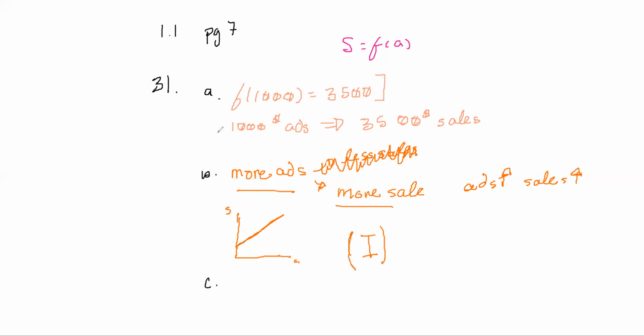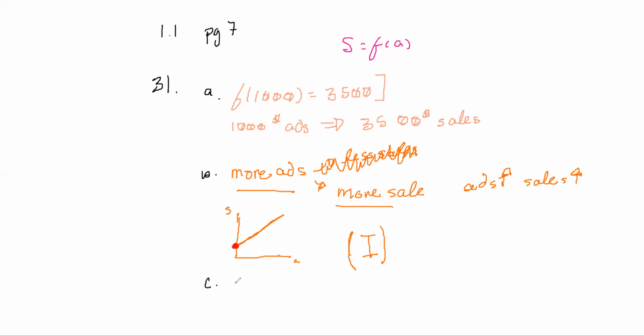Does that make sense? Are we all on the same page there? Awesome. Okay. And part C, what does the vertical intercept of the graph represent in terms of sales and advertising? So what does this point mean?